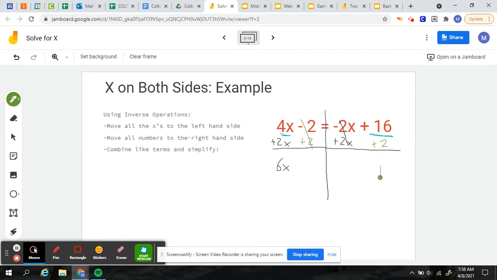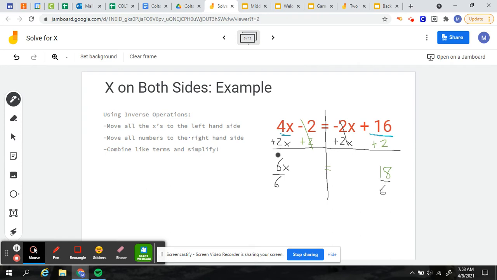16 plus 2 equals 18. So right now our equation is 6x equals 18. That last step is always going to be dividing by the number in front of your variable. So divide both sides by 6.